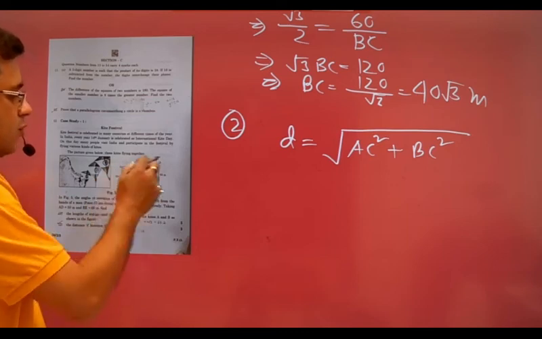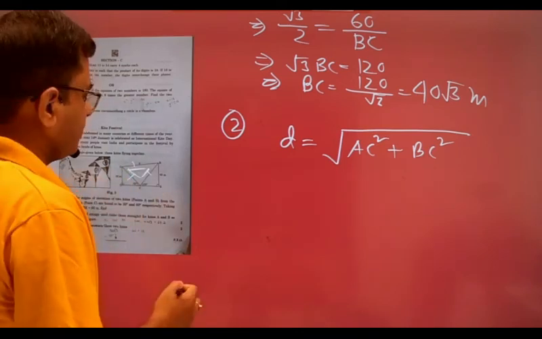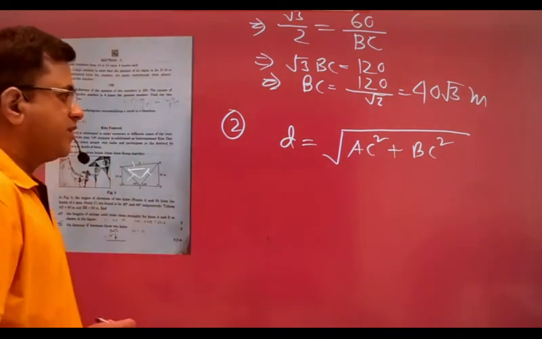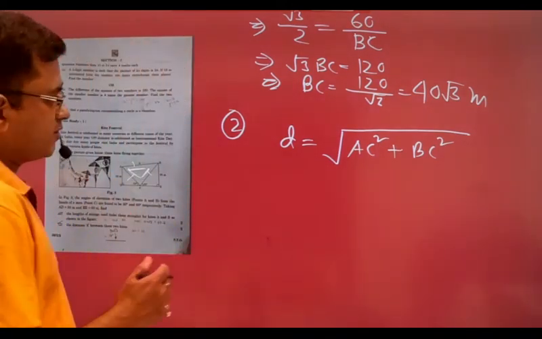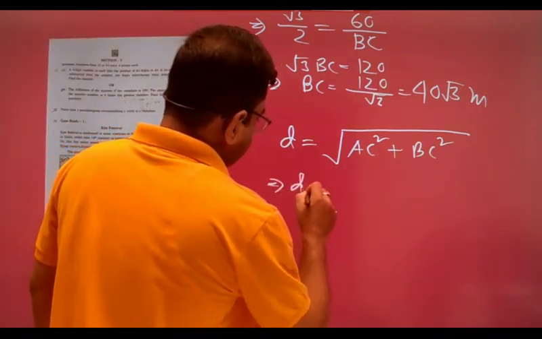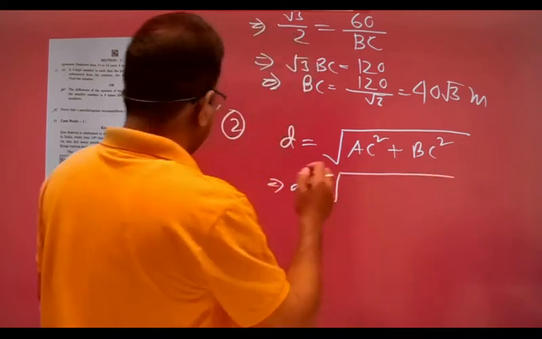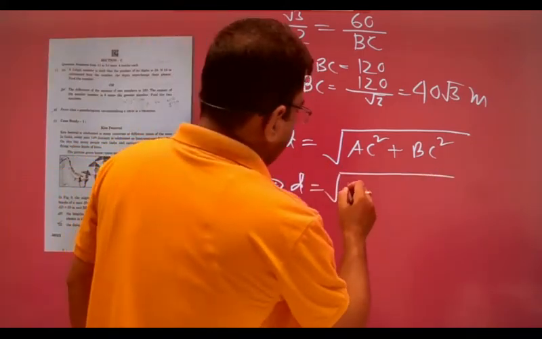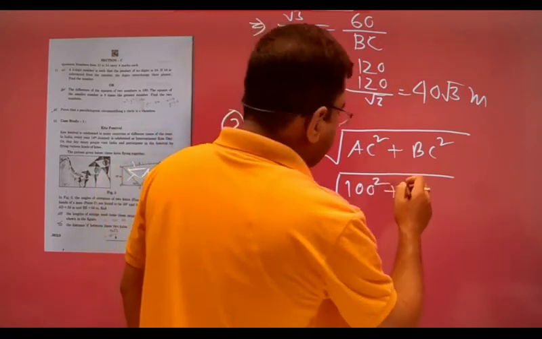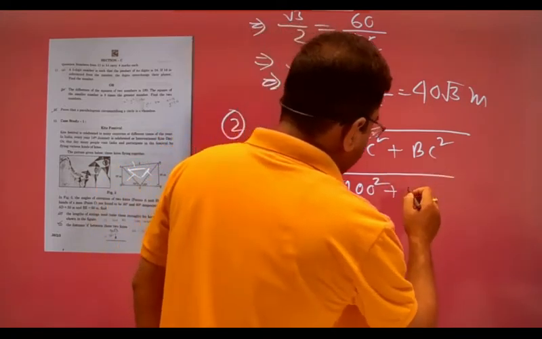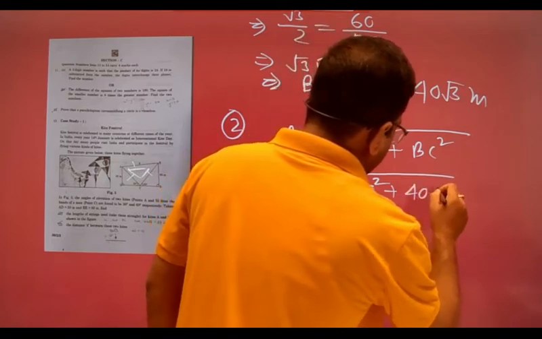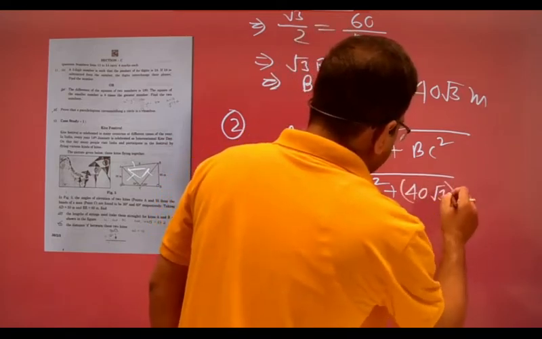Okay, so what the Pythagoras theorem says: the square of the hypotenuse equals the sum of the squares of the other two sides for a right angle triangle. So here the distance equals AC, which we have just derived as 100 meter, squared, plus BC, which is the length of the string of the other kite, kite B, that is 40 root 3, whole squared.